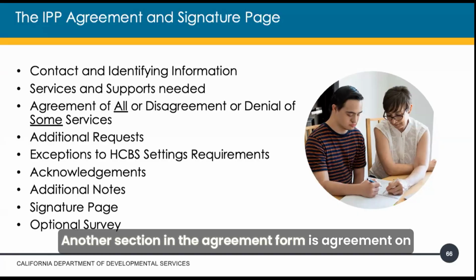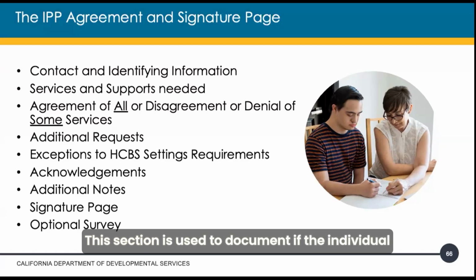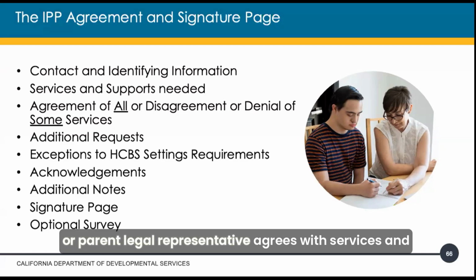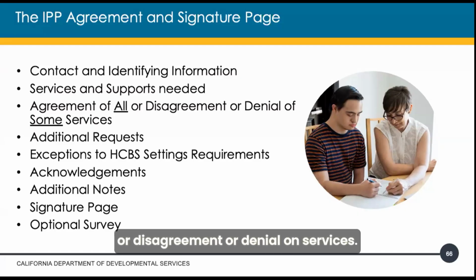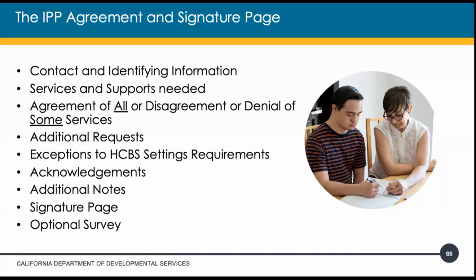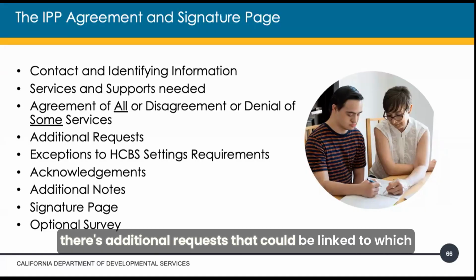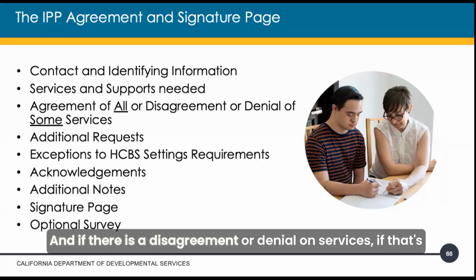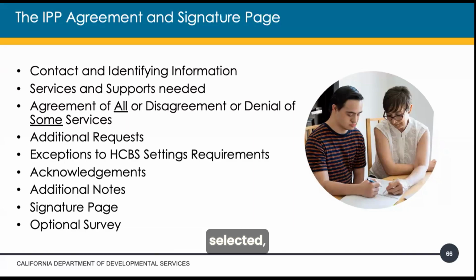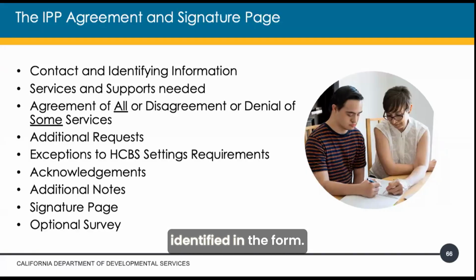Another section in the agreement form is agreement on services. This section is used to document if the individual or parent legal representative agrees with services and supports. There are two options to choose from: agreement on all services or disagreement or denial on services. As part of that, there are additional requests that could be linked to which item is chosen. And if disagreement or denial on services is selected, then individuals and families have more options, which are identified in the form.